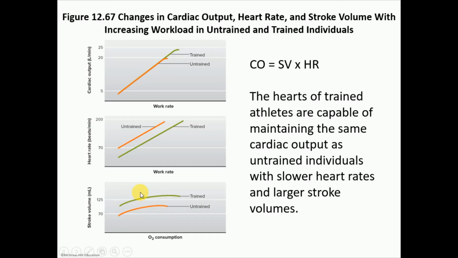As for stroke volume, you can see here that the trained heart, again, because it has that lower heart rate, the ventricles are able to fill up with more blood, and when they contract, they produce a bigger stroke volume. Compare that to the stroke volumes coming out of this untrained heart. So again, the hearts of trained athletes are capable of maintaining the same cardiac outputs, maybe even better, with slower heart rates and larger stroke volumes.